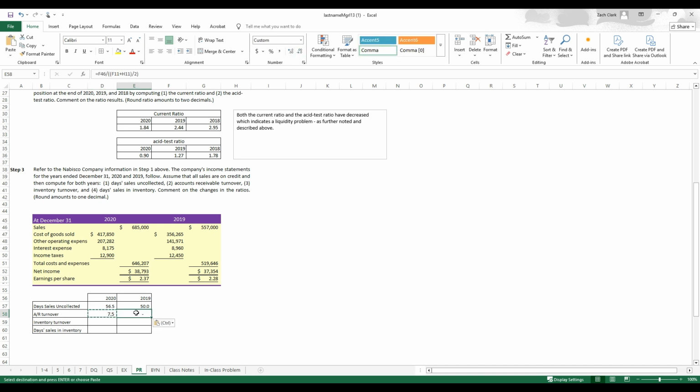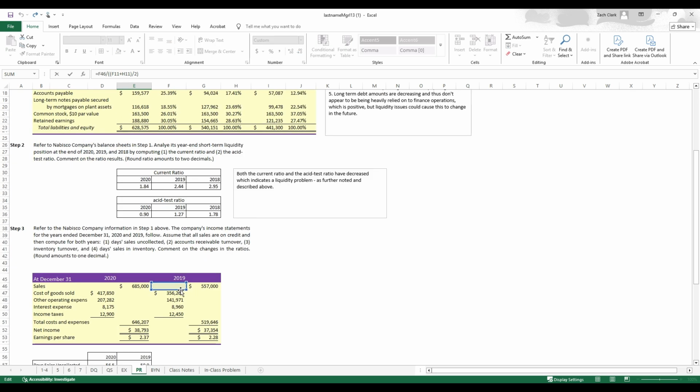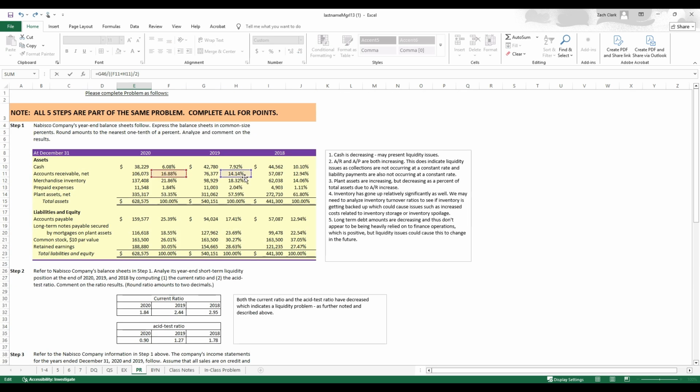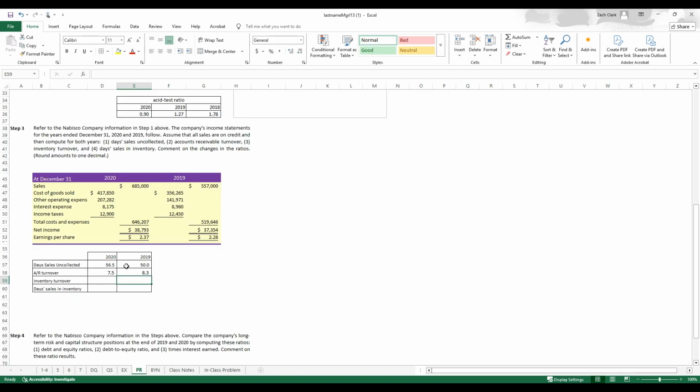And then again, we're going to paste these in, but we got to do some formula corrections here to make sure we're referencing the right stuff. But I just find it easier to copy and paste and then fix the formula than to try to retype it in. So again, AR turnover is going down, so that indicates that we're not collecting our total AR as much each year, going from 8 times to 7. And then inventory turnover is a similar thing.